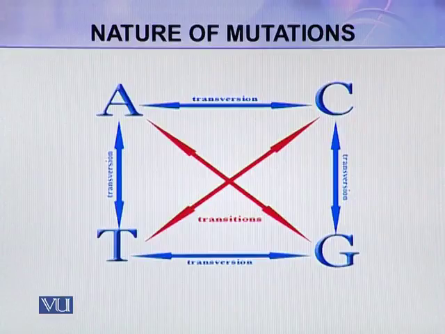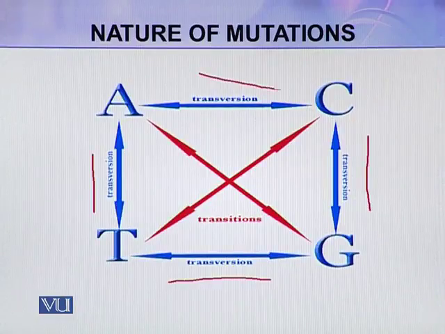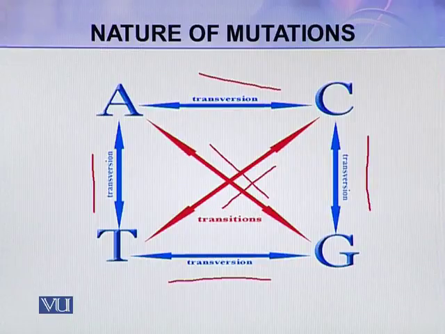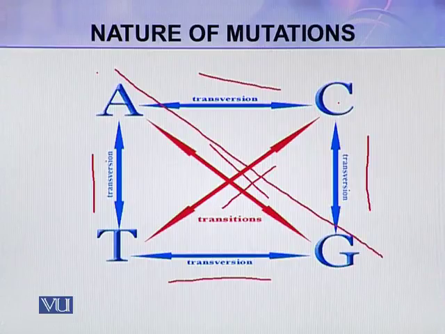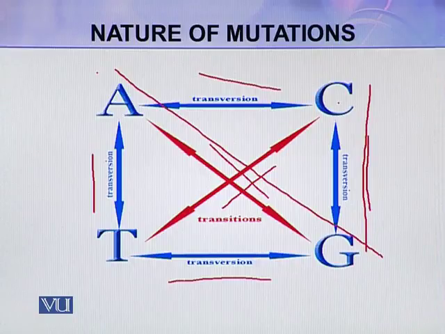Here in this picture you can see all the blue lines are transversions and all the red lines are transitions. So if T is substituted for C, this is a transition. If A is substituted for G, this is a transition. If C is substituted for G, this is a transversion. G substituted for T, this is also a transversion.